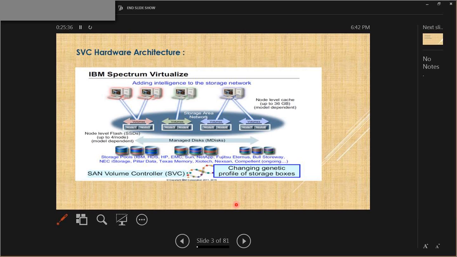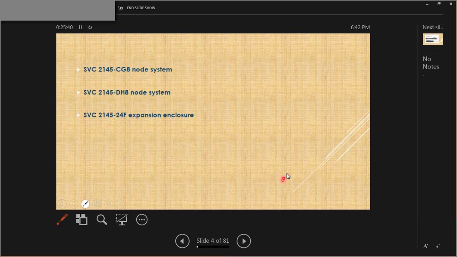So let us look at the node part. Prior to that, let us discuss different models of SVC. We have the SVC CG8 model, which is a little older. The latest model is SVC DH8, and we also have the SVC 24F expansion enclosure. This expansion enclosure is utilized to have internal storage in SVC. Apart from taking space from external storage subsystems, we can also have internal storage assigned to it and allocate space from that as well.